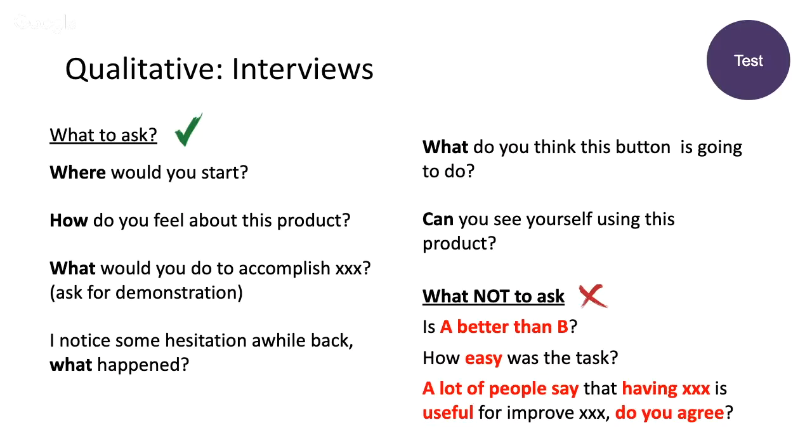So when you are gathering qualitative data, one of the approaches you can use is interview. The questions you should ask should be open-ended. Like, where would you start? How do you feel about this product? What would you do to accomplish this particular task? Okay, then I noticed some hesitation a while back. What exactly happened? And asking the user's expectation, like, what do you think this person is going to do?